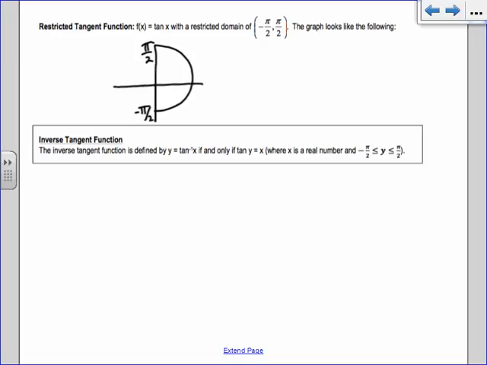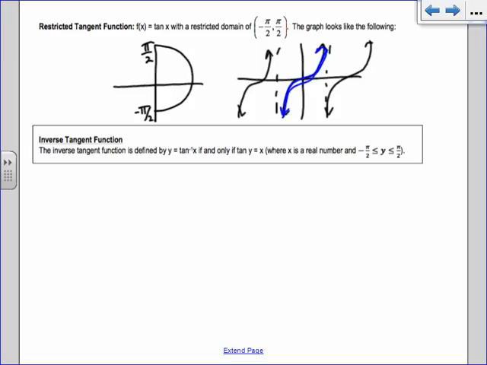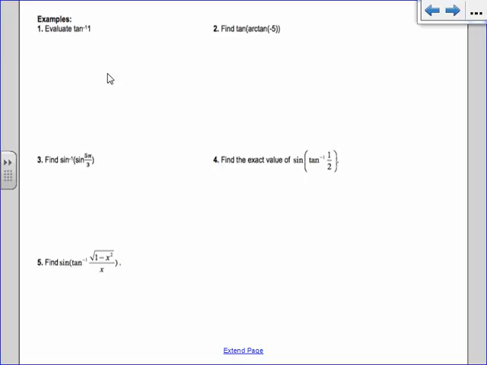Okay, and the restricted tangent function, you can remember what tangent looks like. It looks like this. So it makes sense that if I want it to be one-to-one, it's only this portion right here. It's none of the rest of them. So same idea, inverse tangent of 1.